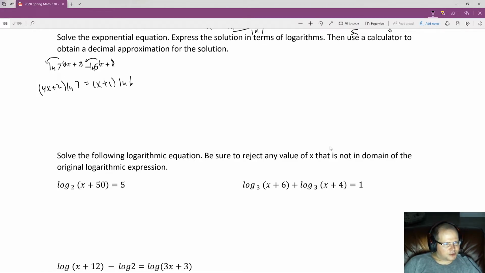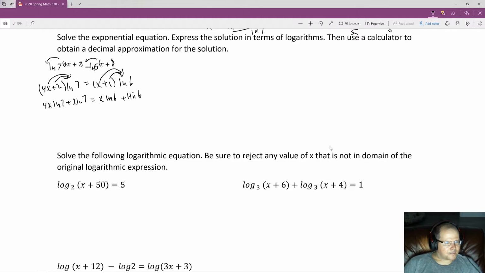Now I'm going to distribute it. So I'm going to distribute both the 4x and the 2 to the natural log of 7. And I'm going to distribute the x and the 1 to the natural log of 6. So what that does is that gives me 4x natural log of 7 plus 2 natural log of 7 equals x natural log of 6 plus 1 natural log of 6. I'm going to leave the 1 there if you want to.